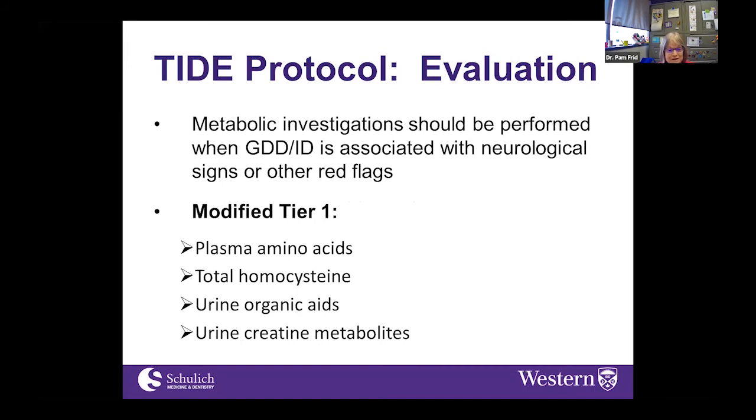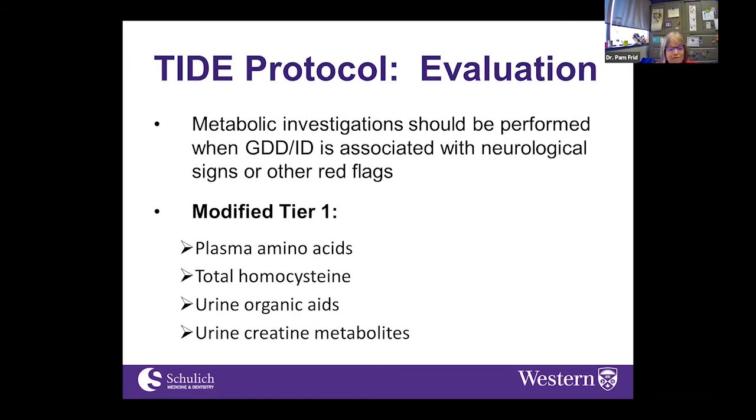What the developers of the TIDE protocol have done now is say that you should only put the kids through the modified tier 1, which is only 4 things, all of which are covered in the province of Ontario. This has yet to be evaluated through the Canadian Paediatrics Society, but I suspect that we're going to very soon get a recommendation to back off from the full list of 20 investigations and just go to the 4. This is in addition to the genetic things, the microarray and the fragile X.